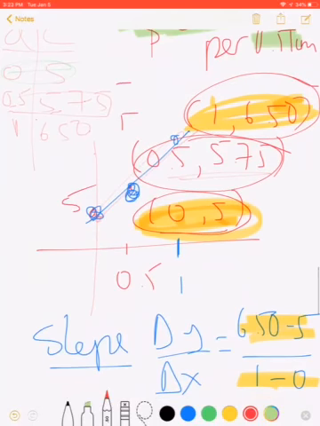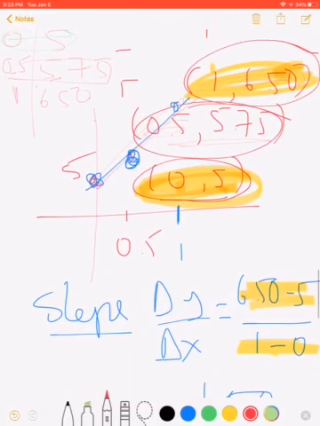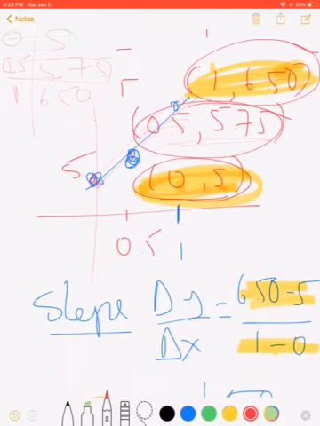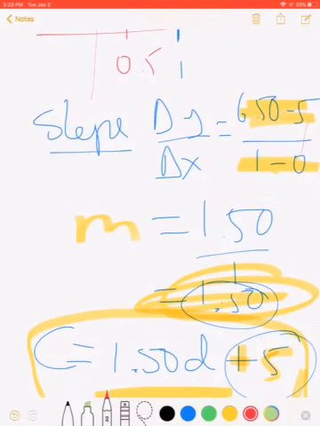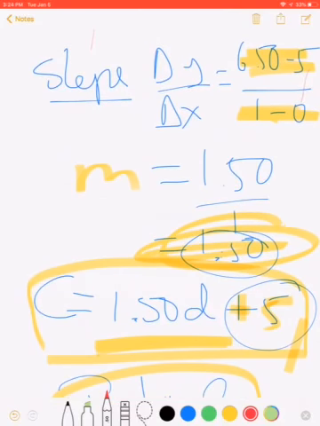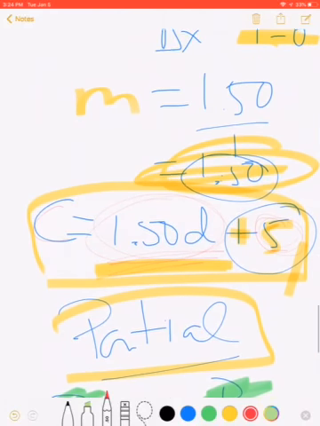If I wanted to get my slope, I can take any 2 points. I don't like this decimal here, so I'm going to take this point and this point and go 6.50 subtract 5 on top to get 1.5, and on the bottom I'll go 1 subtract 0 to get 1, and my slope is 1.5 in that question. So if I wanted to write an equation, the cost is 1.5d plus 5.